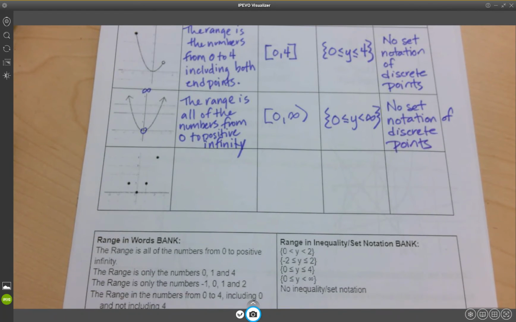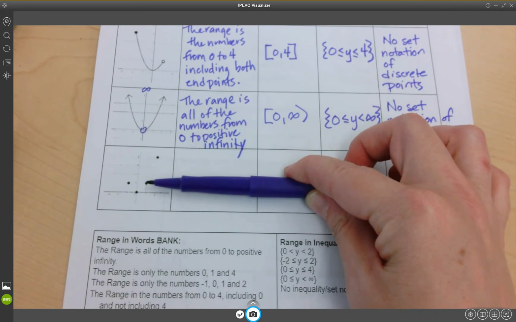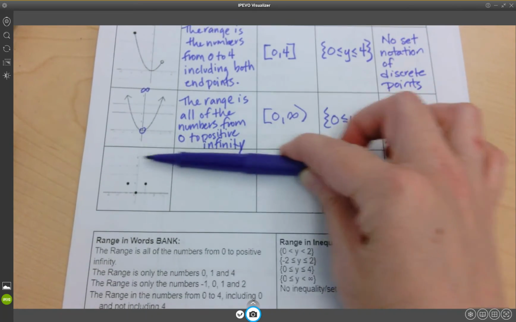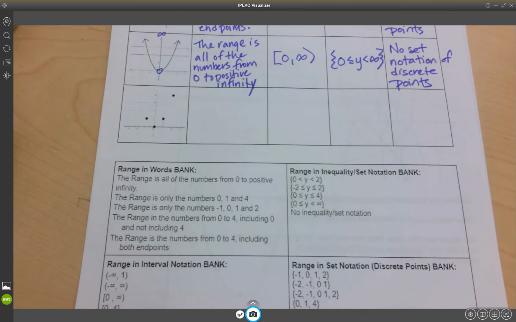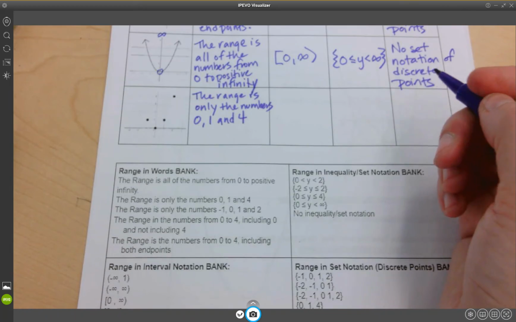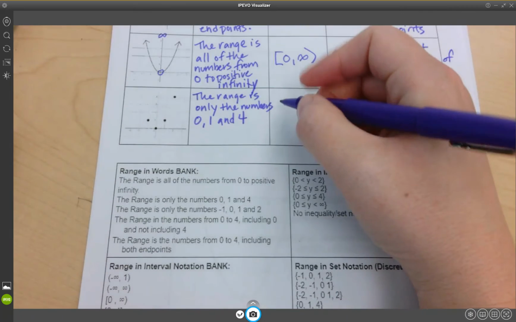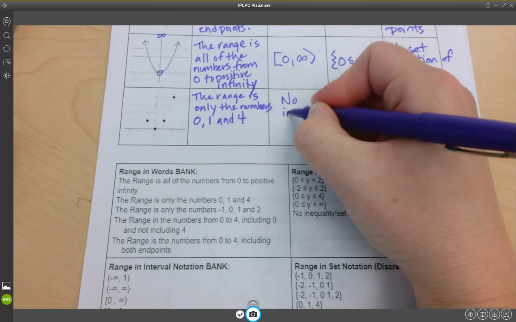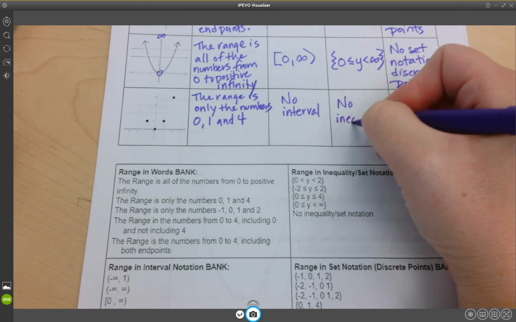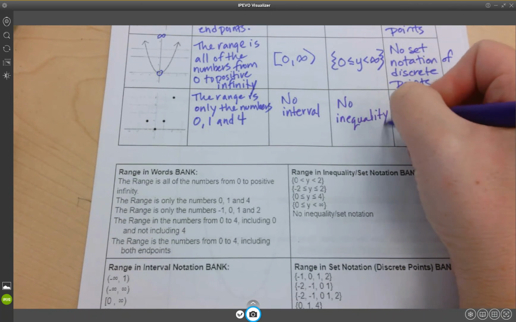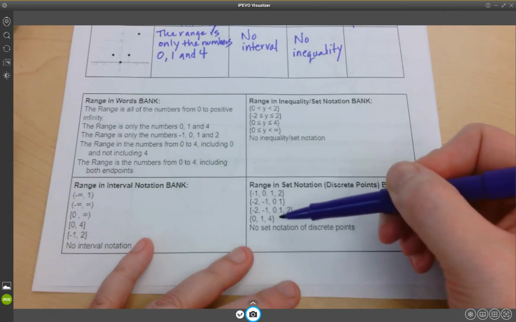Okay, and then the last one, you should have listed just the individual y values. So this time we have to look at the y values. 0. These both have a y value of 1, and this has a y value of 4. So the range is only the numbers 0, 1, and 4. Okay, because we only have 4 points, we do not have an interval or an inequality. But we can list it as a set of y values. So again, the y values were 0, 1, and 4.